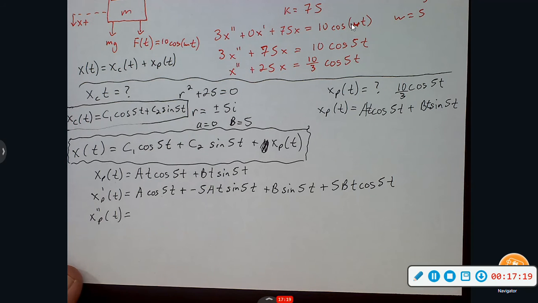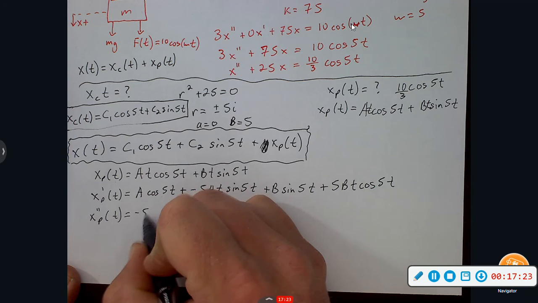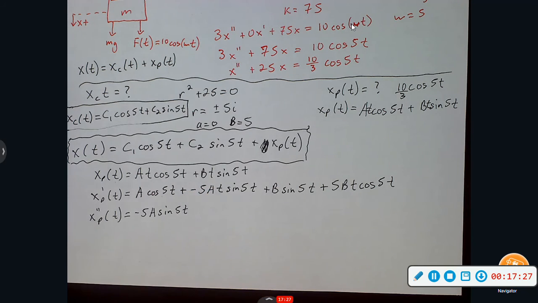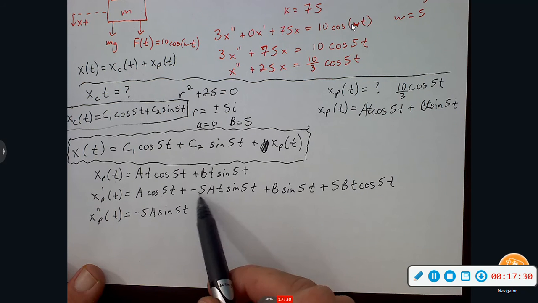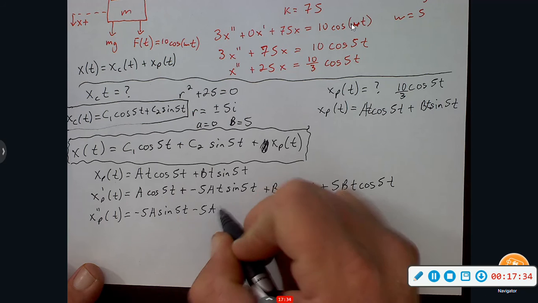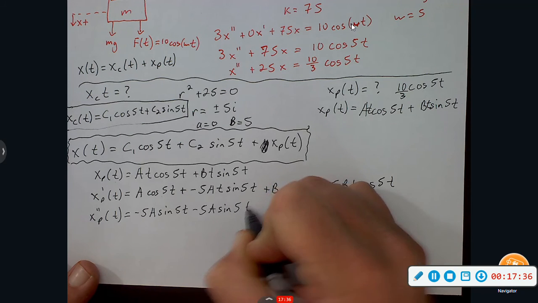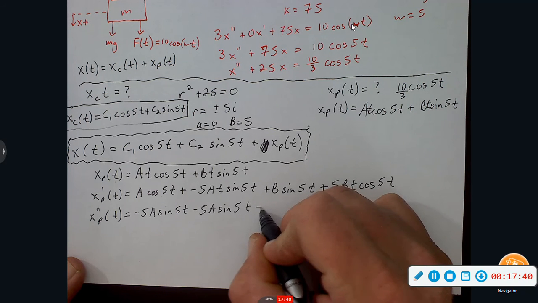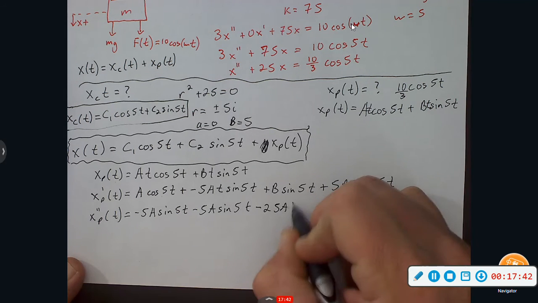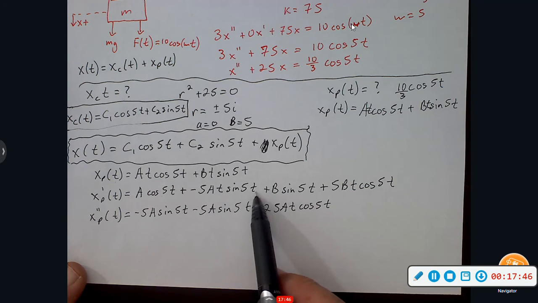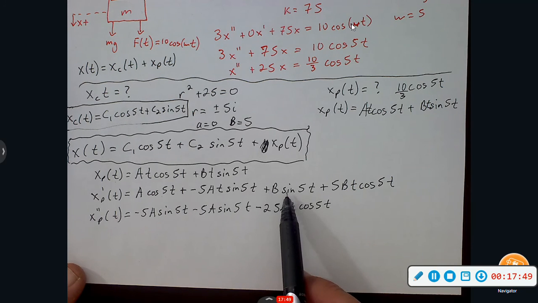A cosine 5t, cosine turns to negative sine. 5 comes out. Negative 5at, take the derivative of t first. Negative 5a sine 5t. Sine turns to cosine. 5 comes out. 5 times 5 is 25. All right, I'm there so far. I've just taken that derivative. Now I'm on this one.